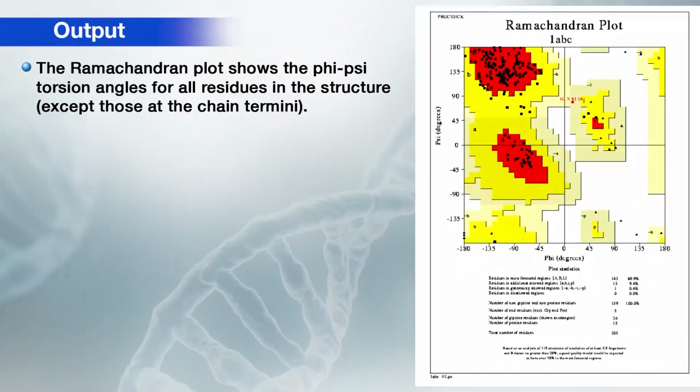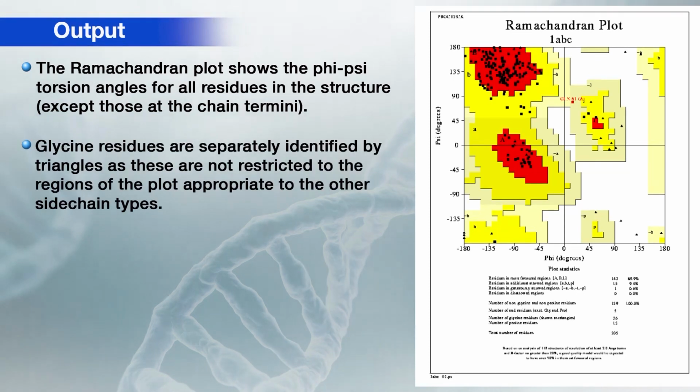So, in the above diagram, the white area as depicted corresponds to conformations where atoms in the polypeptide come closer than the sum of their van der Waals radii. Now, seeing the Ramachandran plot, it shows the phi and psi torsional angles for all the residues in the structure except those at the chain termini. Glycine residues are separately identified by triangles, as these are not restricted to the region of the plot appropriate to other side chain types.